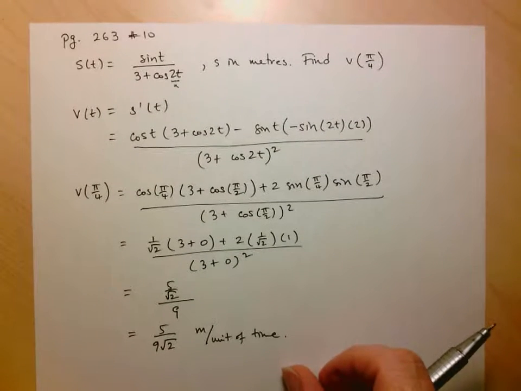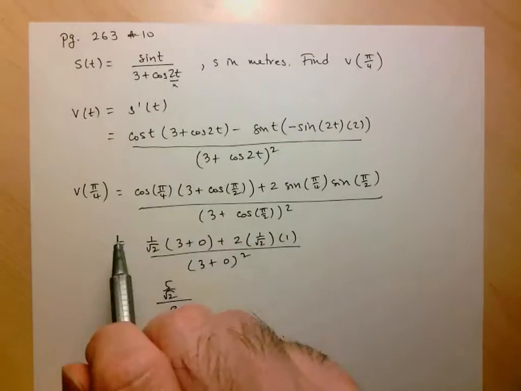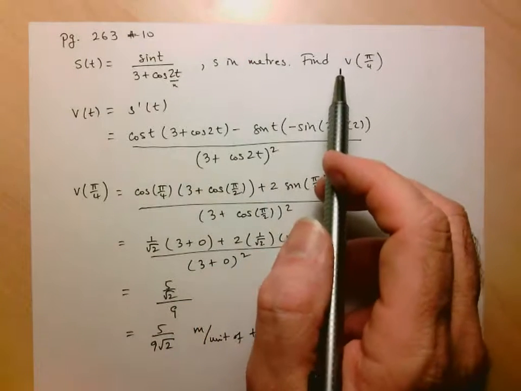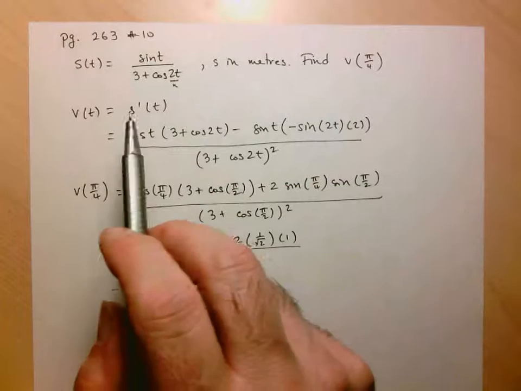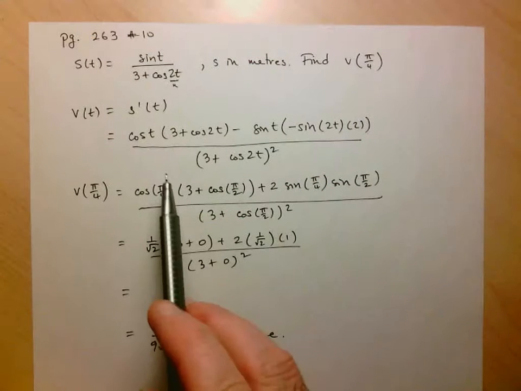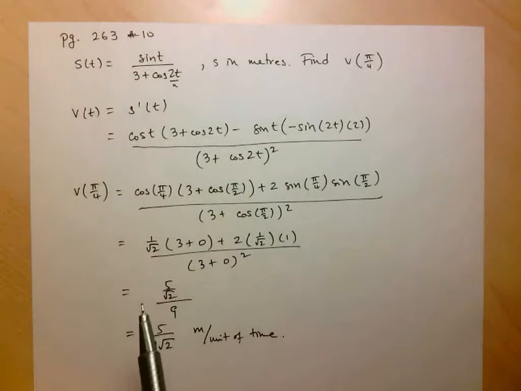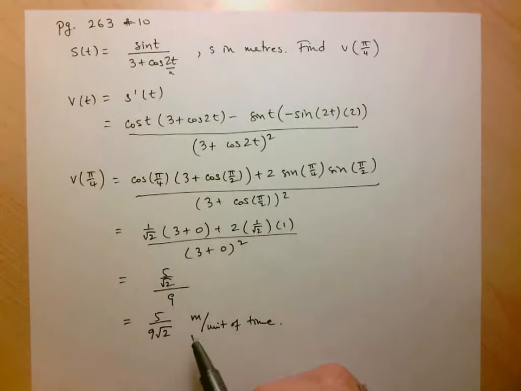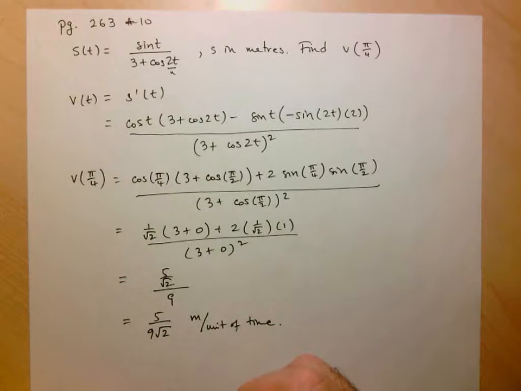So just to recap here, they're giving us a position function. We're looking for a velocity value, so first we find the derivative of the position function to determine the velocity function. And then from there I just input my number, and hopefully I carefully did all my calculations.